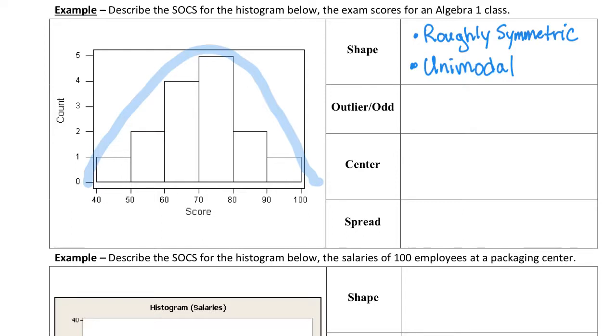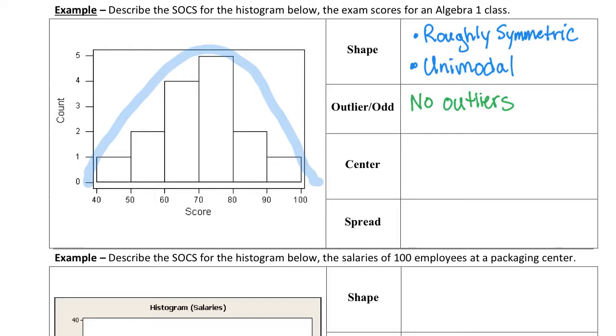Next, we're going to check for anything unusual or odd about this graph. Check for any outliers, and I don't see any. So that's what we're going to write. You don't have to say that there's nothing unusual or nothing odd. Just say that there are no outliers.